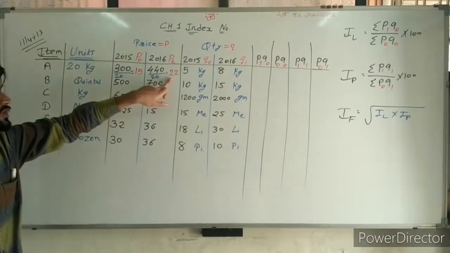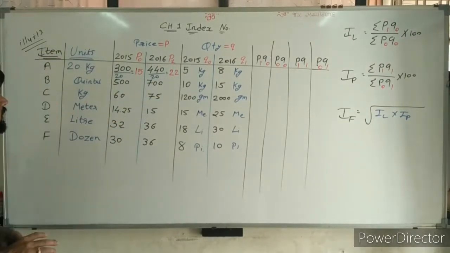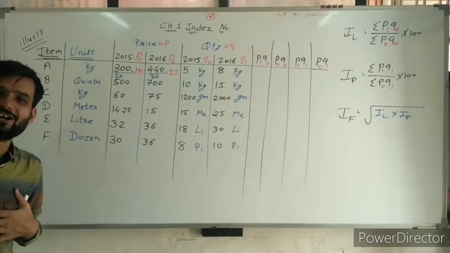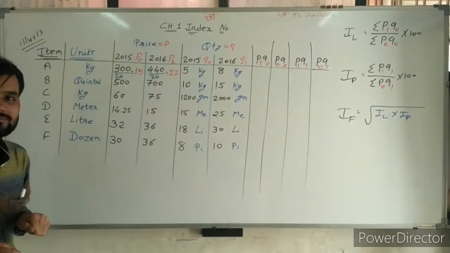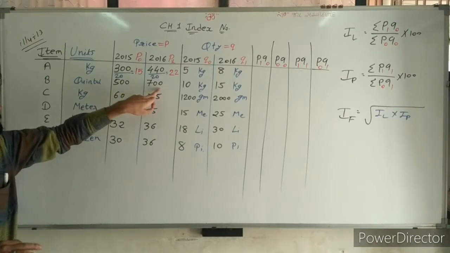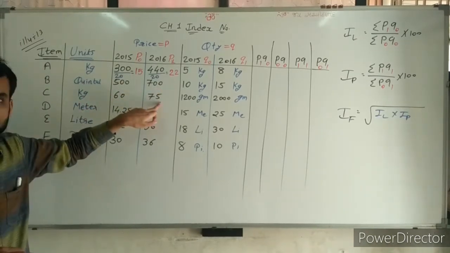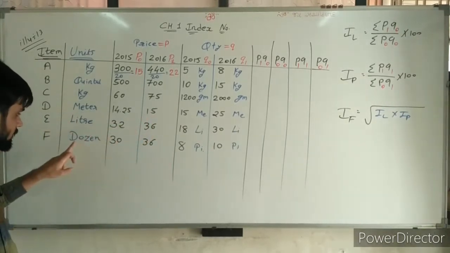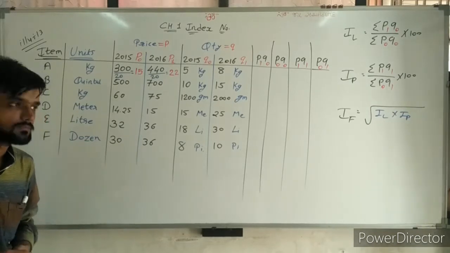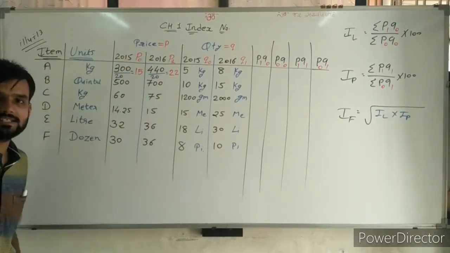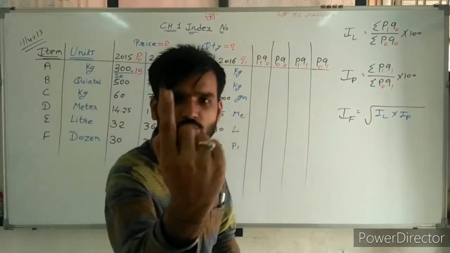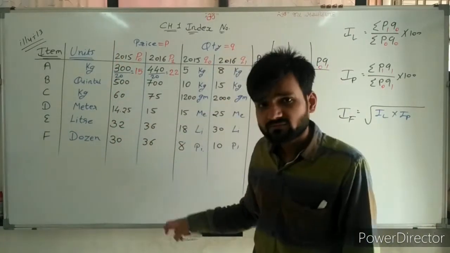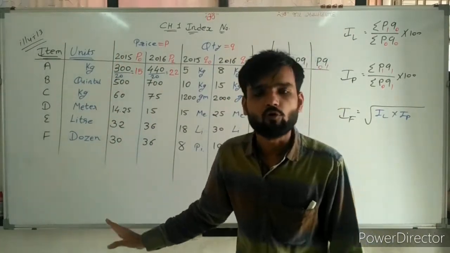So again, 22 rupees is per kg price. So now I can clear this thing. Now I have 1 kg prices, here 1 quintal price, 1 kg price, 1 meter price, 1 liter price, 1 dozen price. Now all the prices are for 1 unit. So first of all, check it. Is it for 1 unit? Yes, now it becomes for 1 unit.